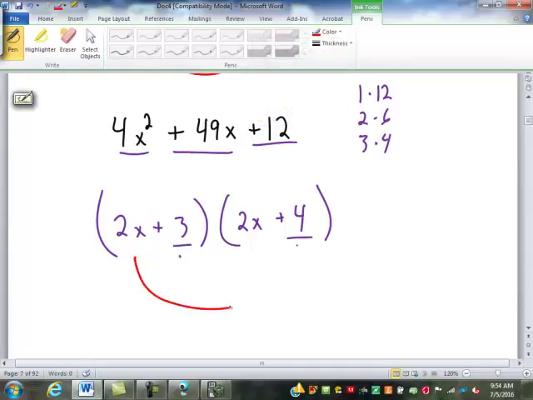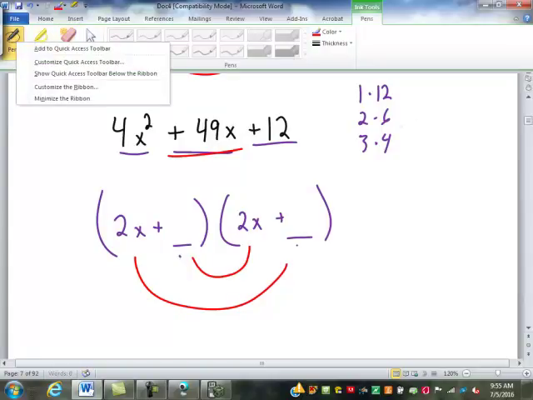So on the outside, 2x times 4 is 8x. On the inside, 3 times 2x is 6x. That adds up to 14x. Is that what we want? No. Would it make any difference to switch the 3 and the 4? No, because it's going to be the same anyway.